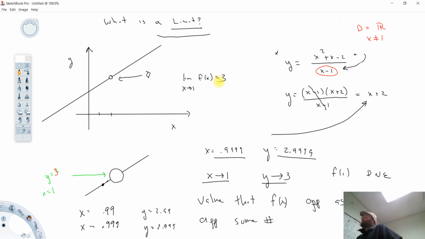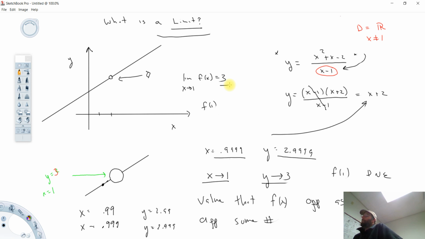Again, f of 1 in this case doesn't exist. It's not even part of the domain of the function. So this is not a function value here. It's just the value that the function is heading towards as x approaches some value. Sometimes the function will be defined at the limit, sometimes not. In fact, I would say most of the time the function will be defined, but I use this example to specifically show that it need not be.